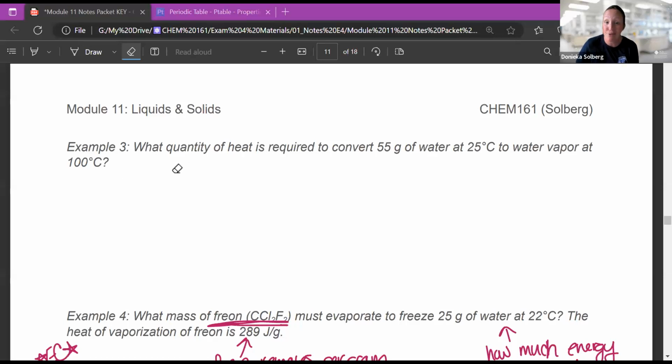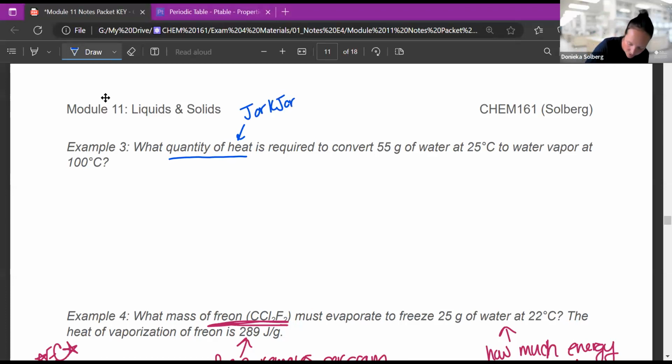Okay, so questions like this are going to take some careful reading. So this is what we're going to do. I need to get my pen. Okay, so it says what quantity of heat. So I'm going to break this down. All right, I want quantity of heat. Heat is energy, so I either want joules or kilojoules or calories or whatever. Okay, all of those are heat quantities.